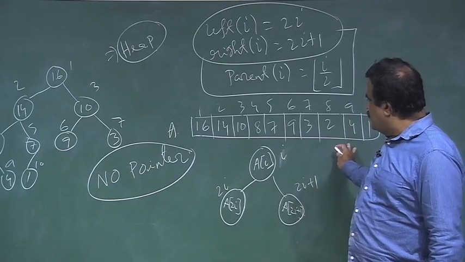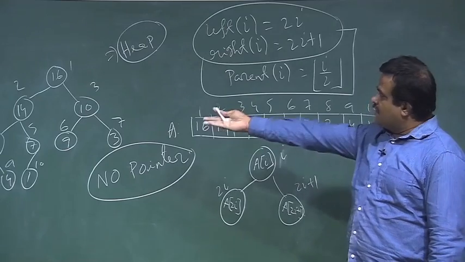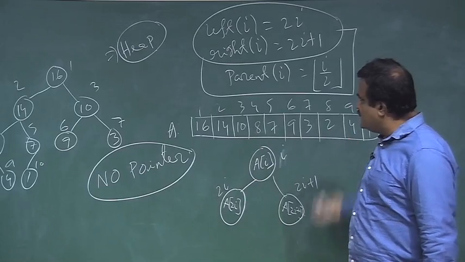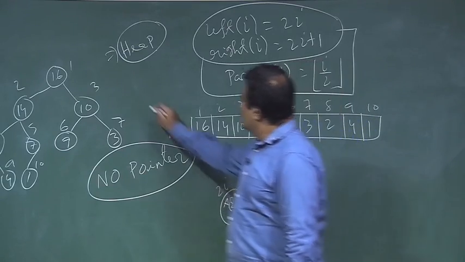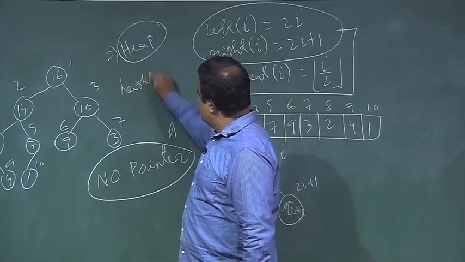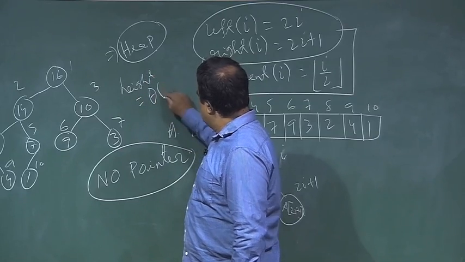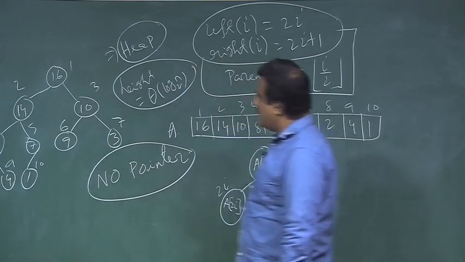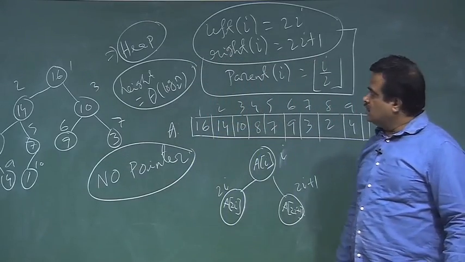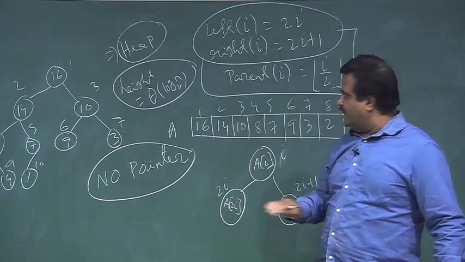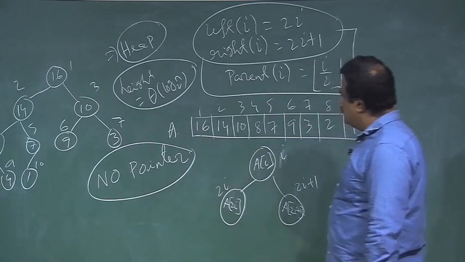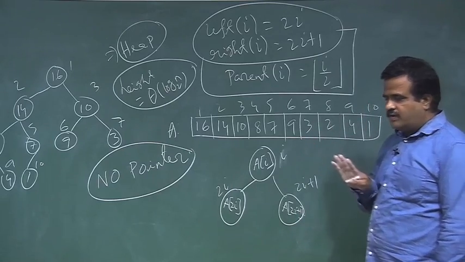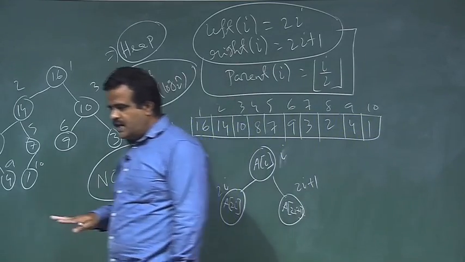This array is called a heap, where we are viewing this array as a nearly complete binary tree. If there are n elements, the height of the tree is order of log n. So that is why it is a good tree, it is a balanced tree. We will talk about balanced trees. Balanced means the height is order of log n. So that is why it is a good tree. So we can view this as a tree, and this data structure is called a heap.